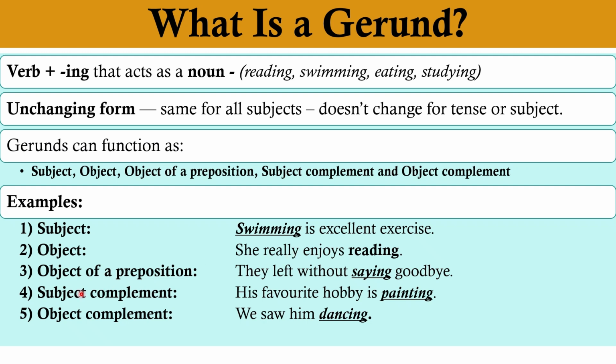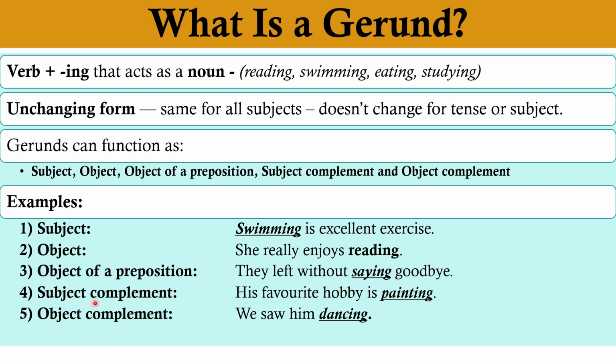Third, a gerund can be the object of a preposition. This happens after words like of, about, for, without, and by. For example, they left without saying goodbye. This is a very common and important pattern in English.